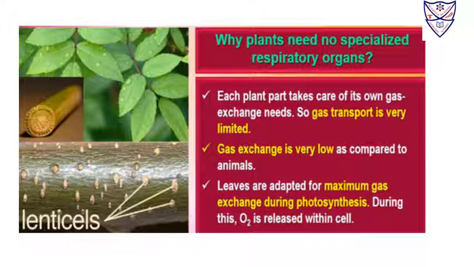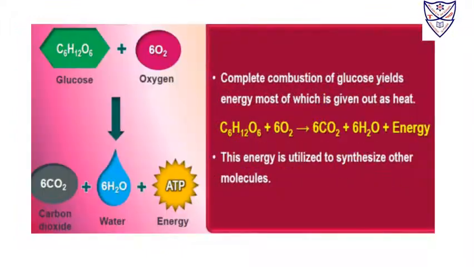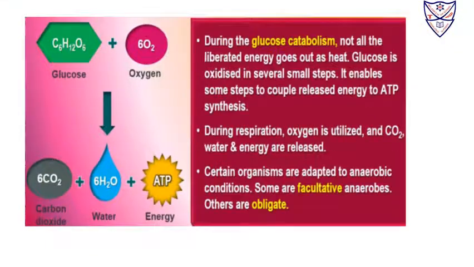So gas transport is very limited. Gas exchange is very low as compared to animals, and the leaves are adapted for maximum exchange during photosynthesis. So during this, oxygen is released within the cell. So what actually happens during respiration is glucose is oxidized and we have formation of carbon dioxide and water, and lots of energy is released in the form of ATP. This energy is used to synthesize other molecules.